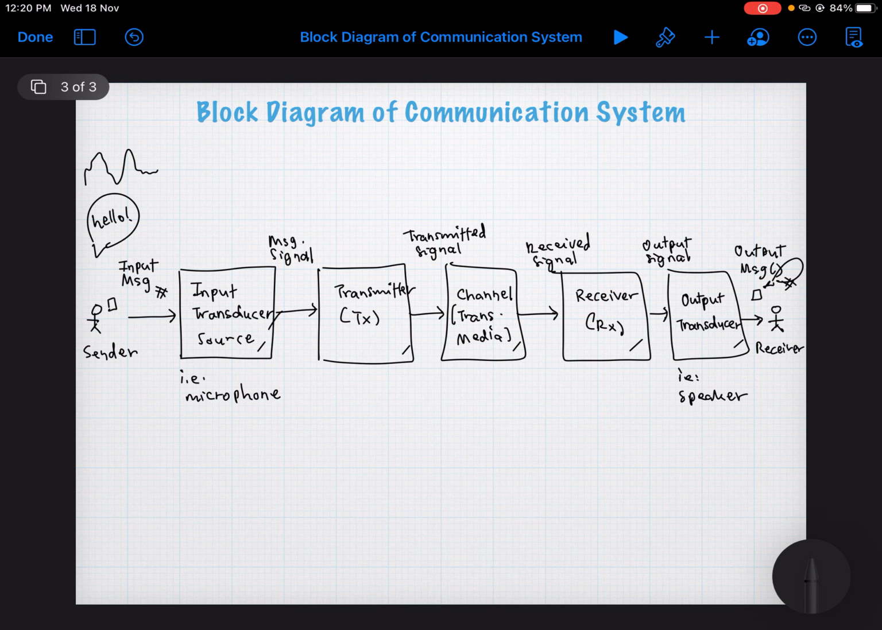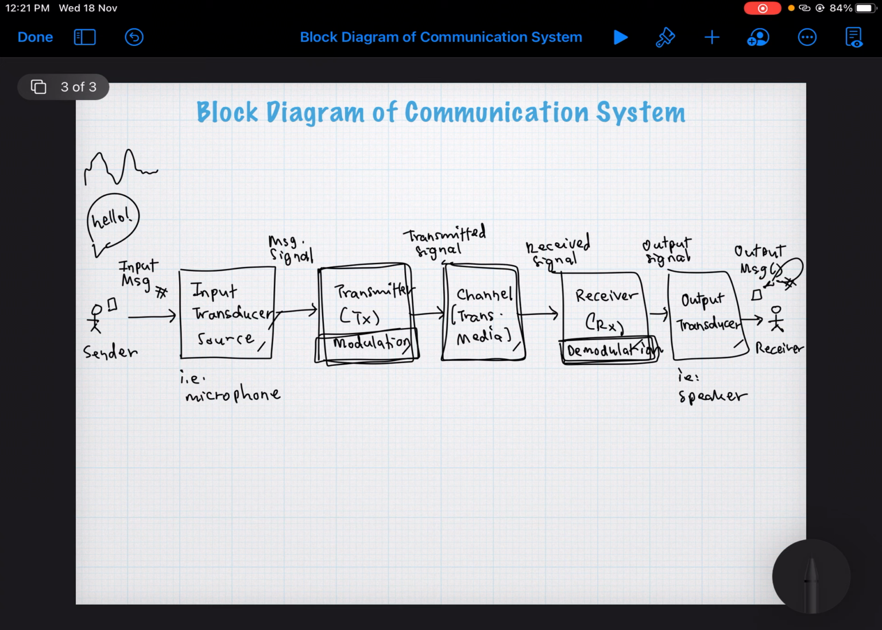So how about the transmitter? In the transmitter, there is one process that we call modulation. And at the receiver, we have the reverse process, and we call it demodulation of the signals. I will talk later about the modulation and demodulation.